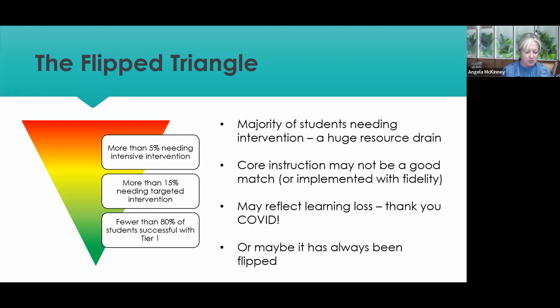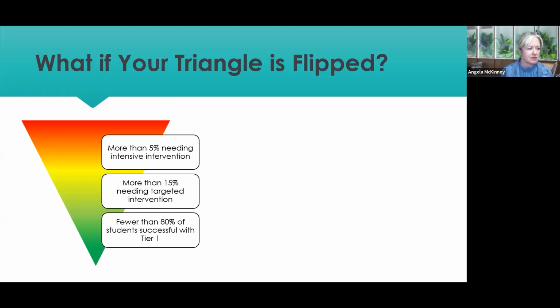So that's a possibility. So I just want you to think about what you can do in those situations where your triangle is flipped. First thing to do is make sure that you strengthen tier 1. Don't start just intervening. When you start putting all of your resources into, we need this intervention and this intervention and this intervention, we need to hire more people to do interventions. It's like putting 100 Band-Aids on a gunshot wound, right? You can keep putting Band-Aids on. That's not going to solve the issue.